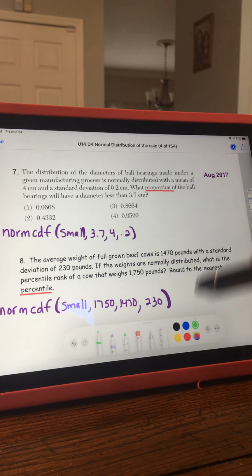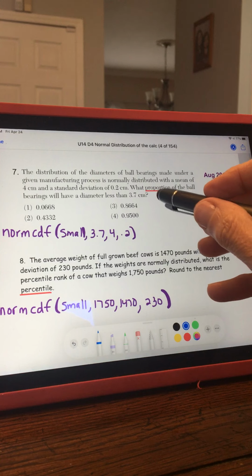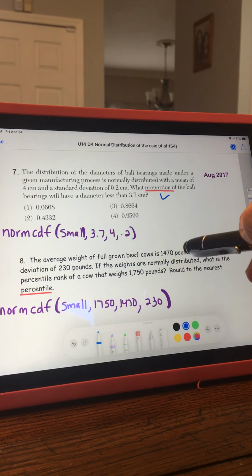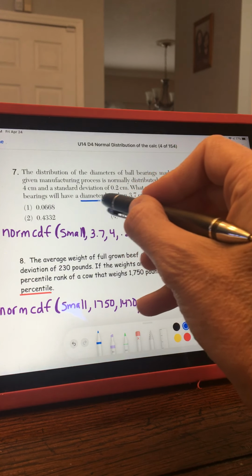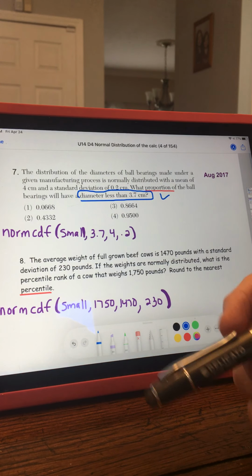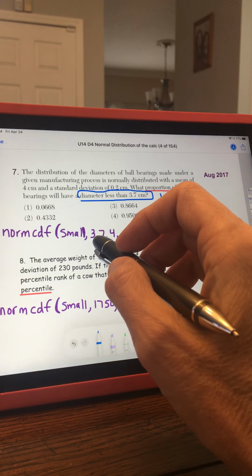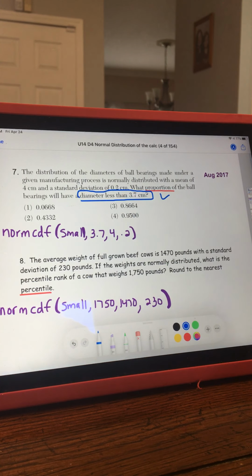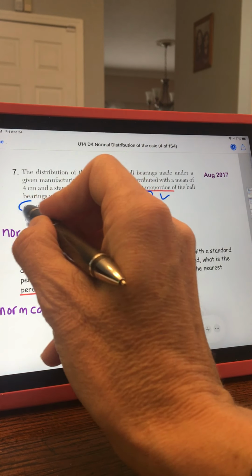7 is asking for a proportion. And look, this one is looking for a diameter less than 3.7. So that's why I put in small and 3.7. Go ahead and try it. Pause the video. Okay, I got choice 1.